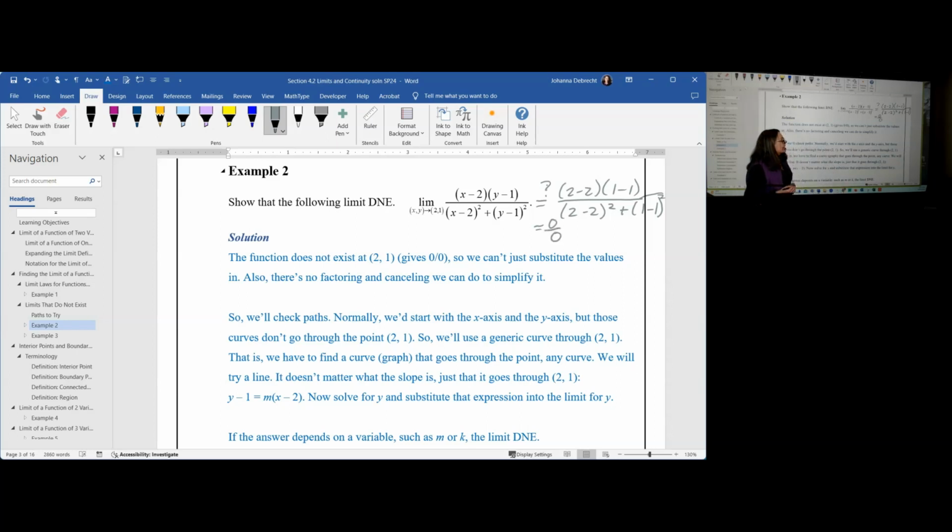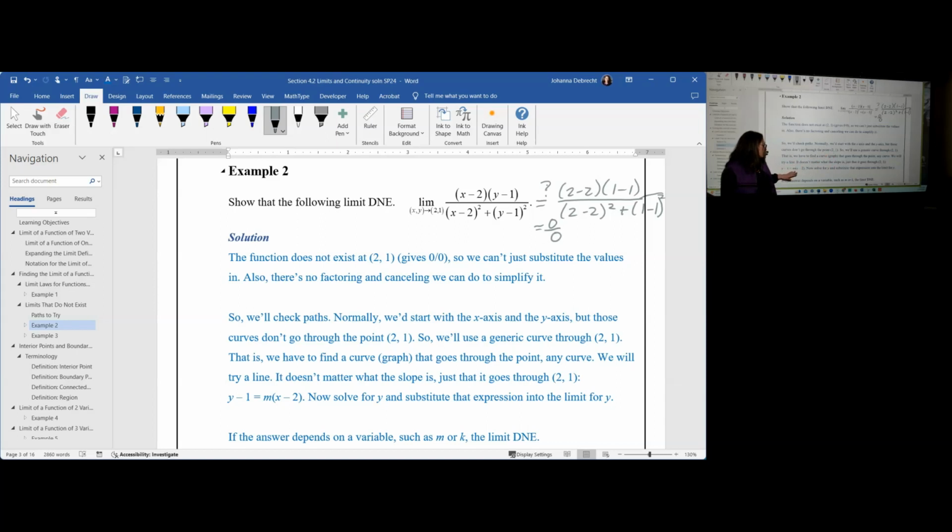There's no factoring or canceling that I can do to simplify it, so I'm going to see if I can prove that it does not exist by checking paths. Now, normally, I would start with the x-axis, y equals 0, or the y-axis, x equals 0. But the point 2, 1 isn't on the x-axis or on the y-axis. It's also not on the curve y equals x, because the coordinates are different. So I'm going to use a generic curve that goes through 2, 1. Any curve that goes through 2, 1 will work.